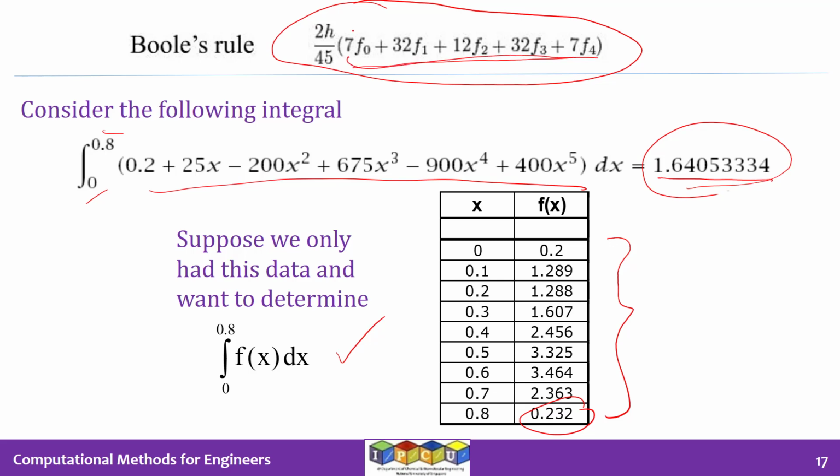So you give a weight of 7 to f0 and f4, the first and last points. The middle points have weights: for f1 it is 32, for f2 it's 12, for f3 it is 32. As I said, it's going to be more accurate than Simpson's rule simply because we are putting in more effort in evaluating the function at many points. So we will touch upon Boole's rule in the example here.